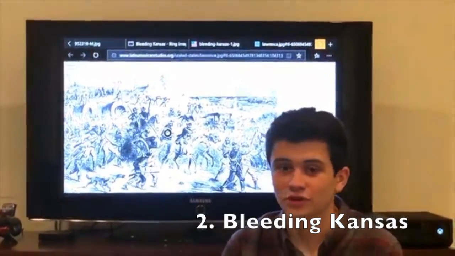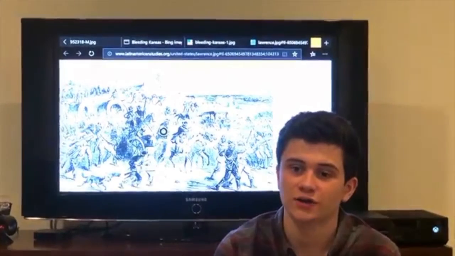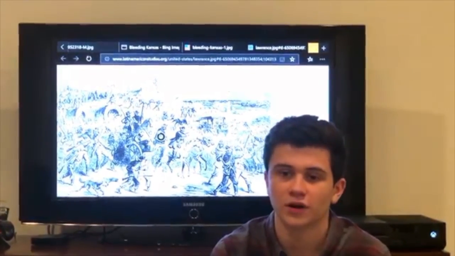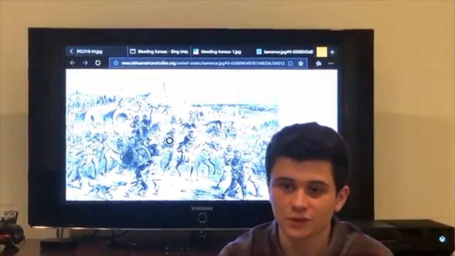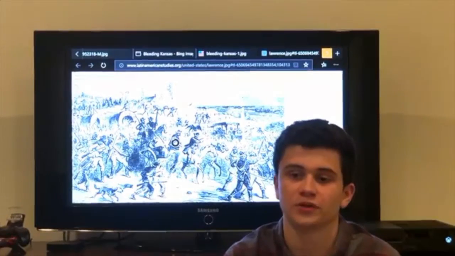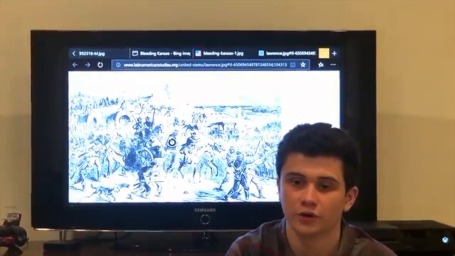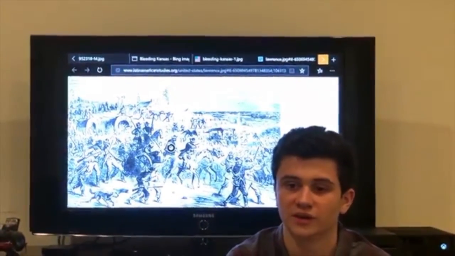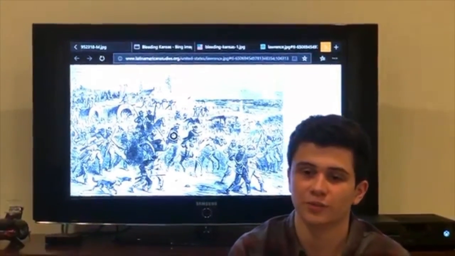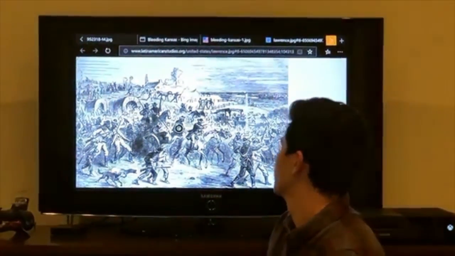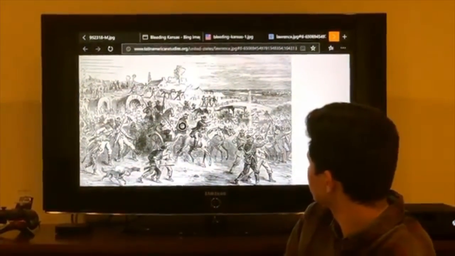At number 2, we have Bleeding Kansas, a series of violent civil confrontations in the United States between 1854 and 1861. A period in Kansas where people from the North and the South moved to Kansas. Both sides engaged in election fraud, murders, beatings, and stealings, and this was chosen because slavery was the main cause of this fighting, which was also a big reason why sectionalism happened. And here you have the two sides fighting.